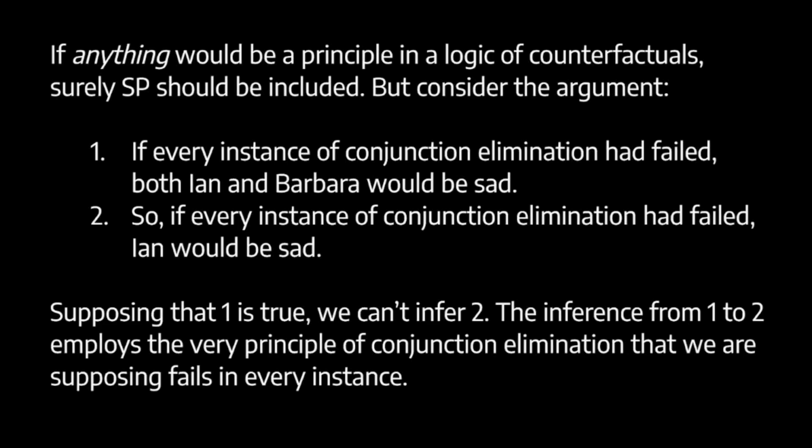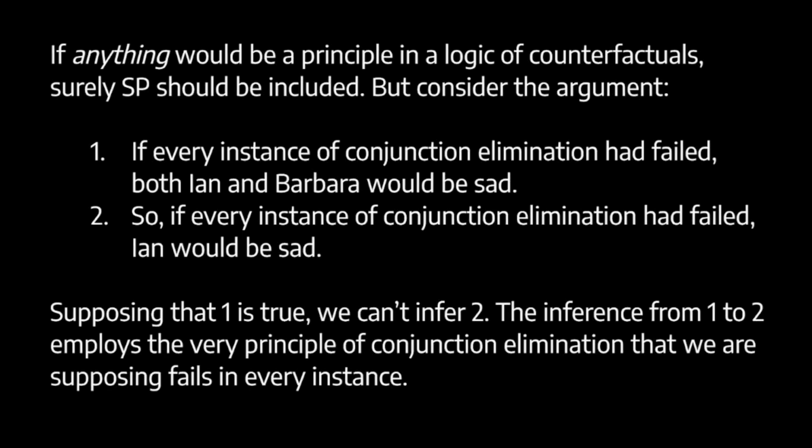But now suppose that we are non-vacuists, and think about the following argument. If every instance of conjunction elimination had failed, both Ian and Barbara would have been sad. So, if every instance of conjunction elimination had failed, Ian would have been sad. Let's suppose that the premise here is true. Well, then presumably we can't accept the conclusion. We have to think that the conclusion is false, or at least that the conclusion could have been false. The point is the inference from this premise to that conclusion employs the principle of conjunction elimination. But we're supposed to be imagining an impossible world in which conjunction elimination fails in every case.